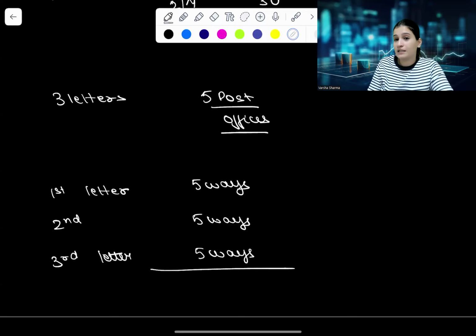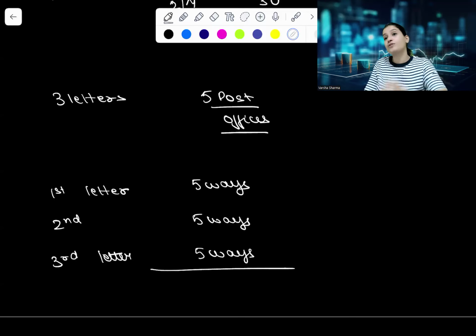Add or multiply? Multiply, because I have to post the first letter and the second letter and the third. I have to post all of them. If it would have been post any one letter, then I would have added. So it's multiplication: 5 cube, 125.